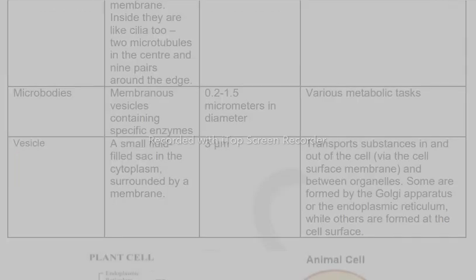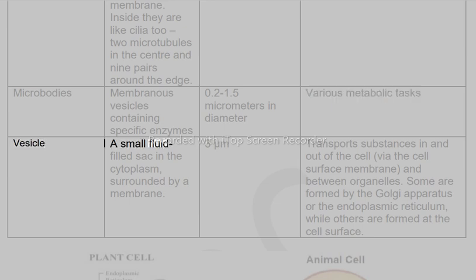Membrane. Inside they are like cilia, two microtubules in the center and 9 pairs around the edge. Microbodies. Membranous vesicles containing specific enzymes. 0.2 to 1.5 micrometers in diameter. Various metabolic tasks.